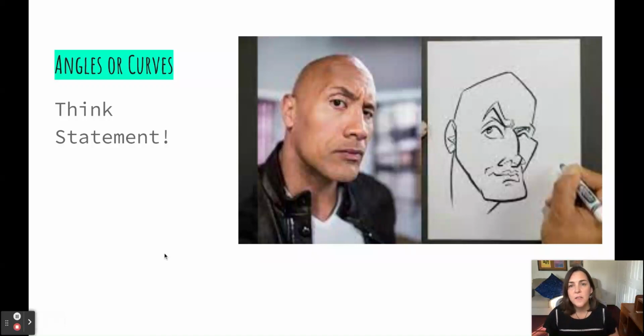You can play with that idea of making a statement about your subject based on the types of shapes you choose for your caricature. Angular shapes, such as this portrait of the Rock, tend to represent strength and dependability, whereas rounder, curved shapes like circles and ovals represent softness or femininity.